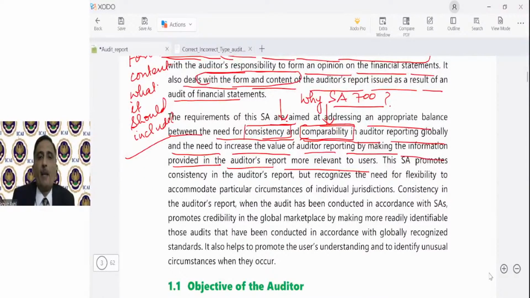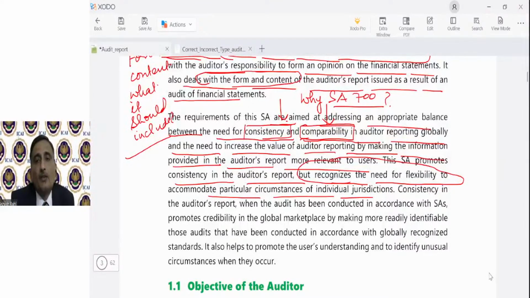So this standard promotes consistency in the auditor's report, but recognizes the need for flexibility. That is what I was telling you: it also recognizes the need for flexibility to accommodate particular circumstances of individual jurisdictions. Okay. There may be different circumstances, so it gives leeway to the auditor.